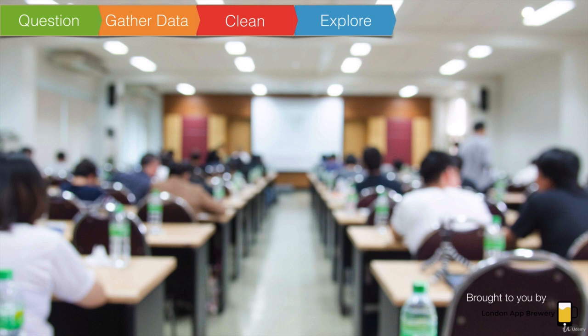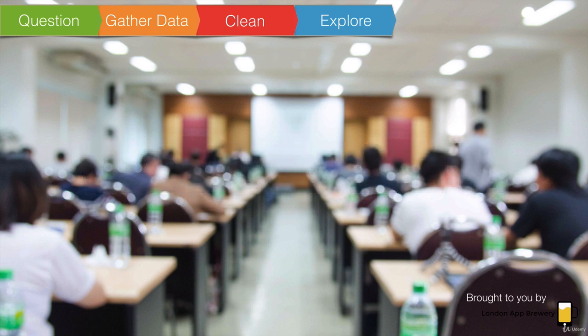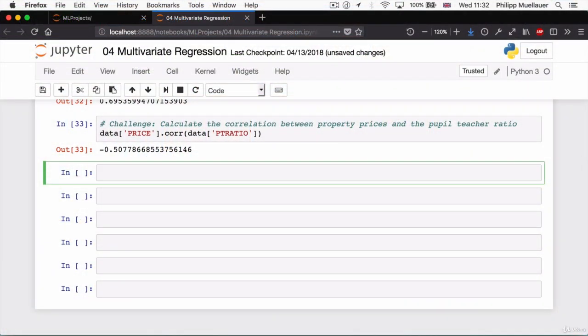In other words, this PT ratio feature measures the quality of the education, the quality of the schools. The schools with many kids and few teachers are under-resourced, and they tend to have a lower quality of education. And this quality of education is reflected in the house price. If the PT ratio goes up, which is a bad thing because you have so many pupils per class, then the property prices tend to go down. And this is why we see a negative correlation.